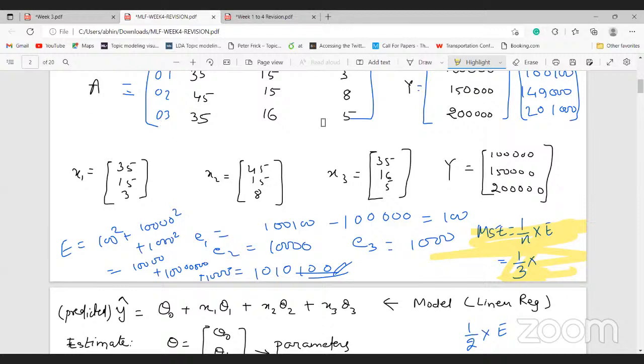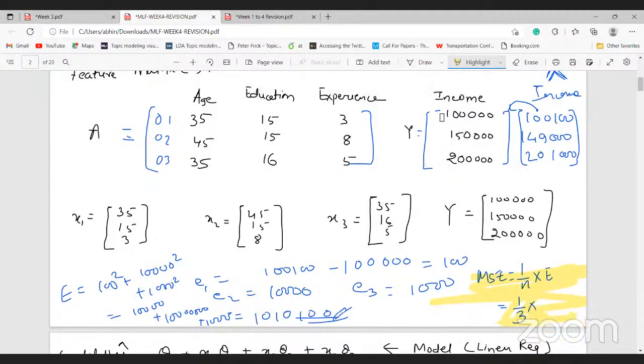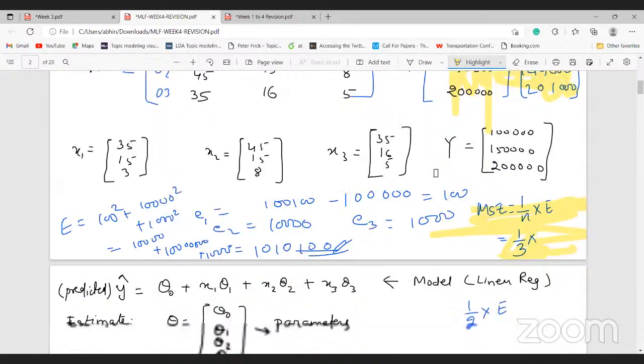Sir, can you repeat what n here is? N is the number of errors. Sir, one doubt: 100,000, 100, and 149,000 and 200,000, 100, 1,000. That is already given, right? See, this particular column will be given. This you will calculate by using your model.